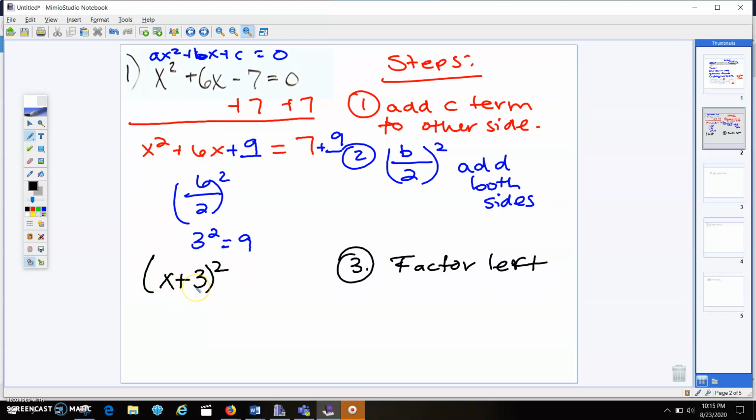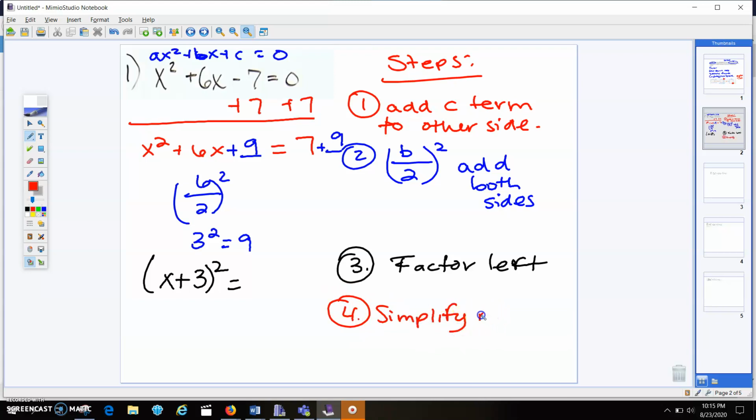The whole point of completing the square is to make it so that this side is simplified. It should be x plus a number, squared. And if it's not, then maybe you didn't complete the square right. And then on step 4, what you're going to do is simplify the right side.